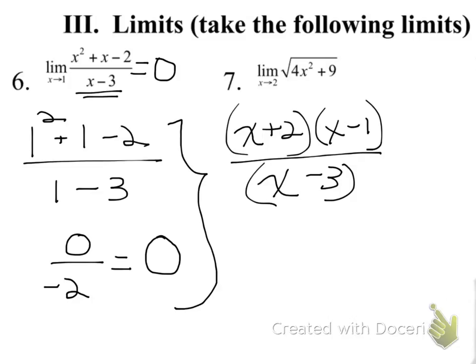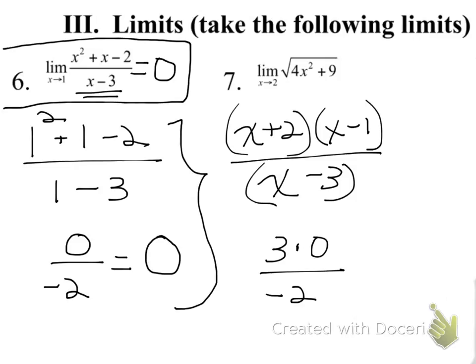So watch what happens. I would say 1 plus 2 would be 3 from that first factor. 1 minus 1 is still going to be 0, and 1 minus 3 is still going to be negative 2. So whether I factor or if I don't factor, I still get the exact same answer, and that answer is 0. It is not undefined, so don't confuse those two. To be undefined, you'd have to divide by 0.